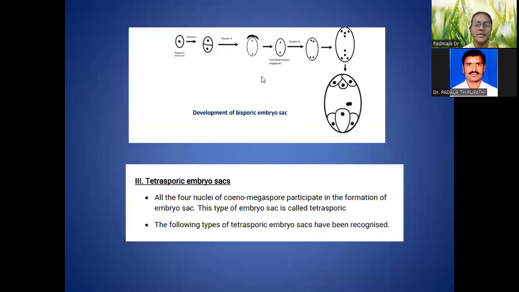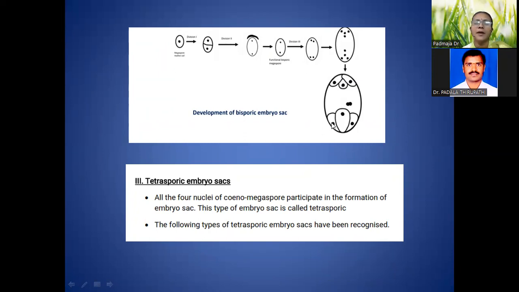Just by the diagram, if you see here, the megaspore mother cell, this is the dyad formation. In this dyad formation, the upper dyad, the micropylar, will be disintegrating, and the chalazal will be functional, and this dyad will undergo 3 mitotic divisions. As a result, 8 nuclei are formed here, and these 8 nuclei are present just the same as that of the Polygonum type.